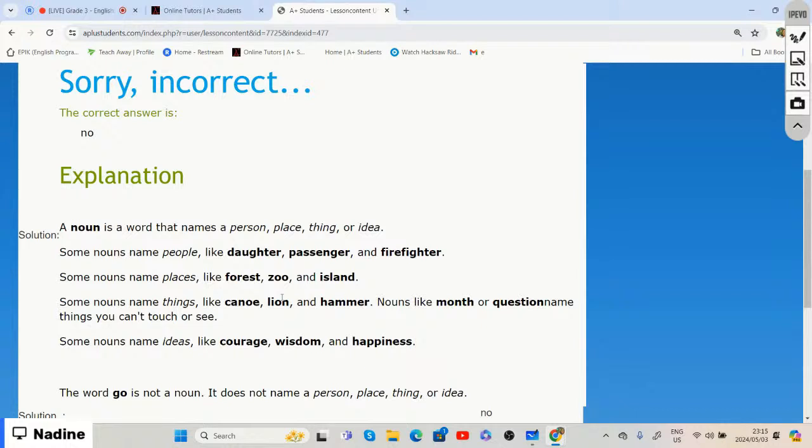And some nouns name ideas, right? It can be courage, wisdom, happiness, right? And especially courage, wisdom, happiness, these are things that you cannot touch, right?